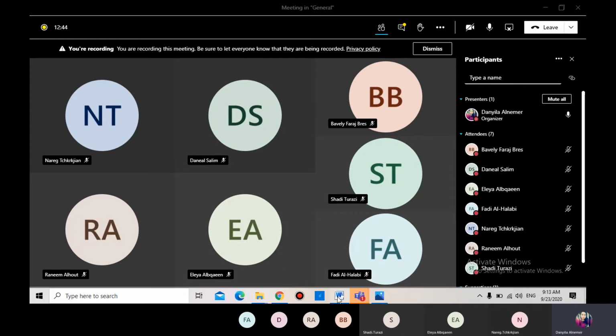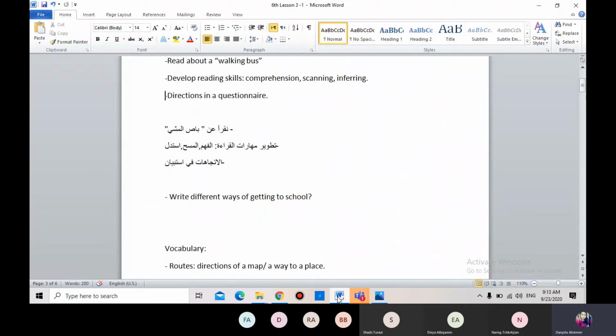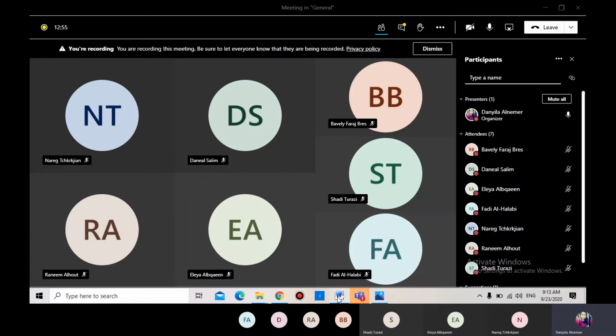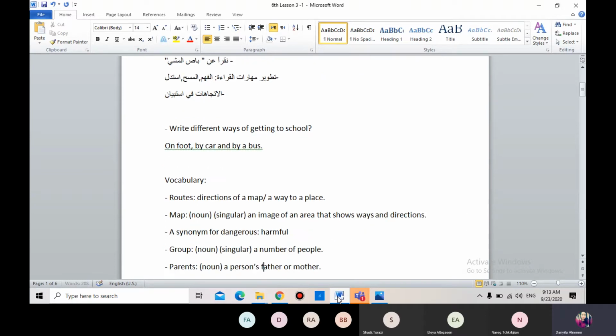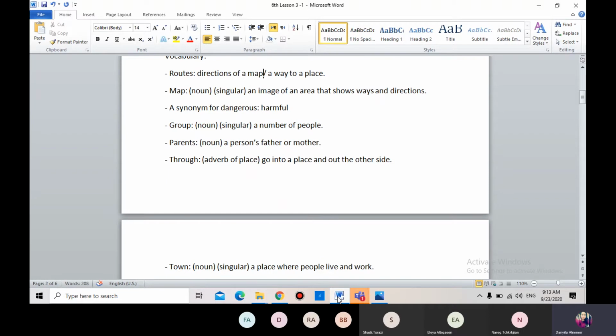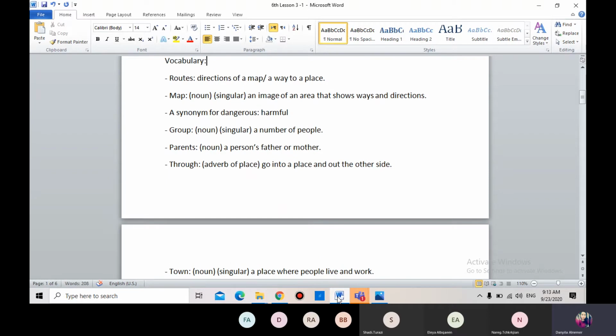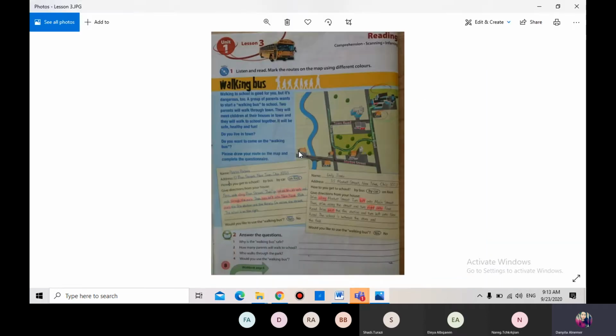Okay, so we agreed that we have three different ways of coming to school. Here, I'll write for you: on foot, by car, and by a bus. So we have three different ways. Then let's discuss before we move on in the text. And I'm sorry, I forgot to read the text for you. So I'll read it first to you.